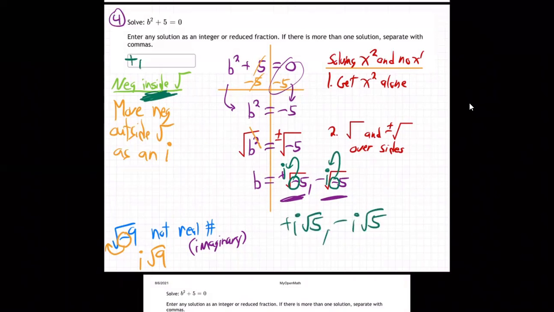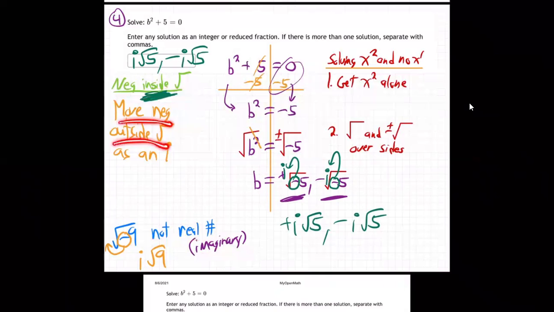Negative and positive. Positive, you don't need to write the plus sign. You can just write I root 5, comma, negative I root 5. That's what you do. Whenever you have a negative inside of a root, you can't do that. It's not real. It's imaginary. So your answers are actually imaginary numbers. That's what the I stands for.